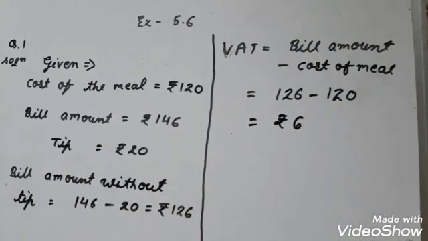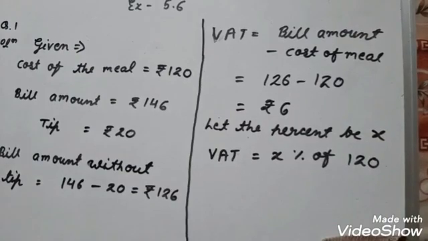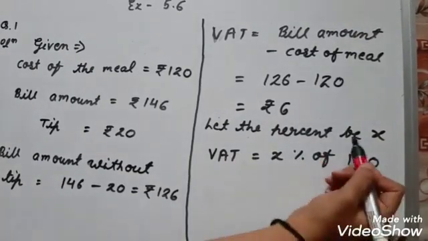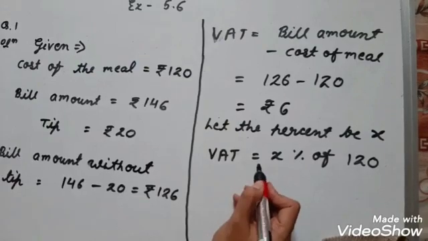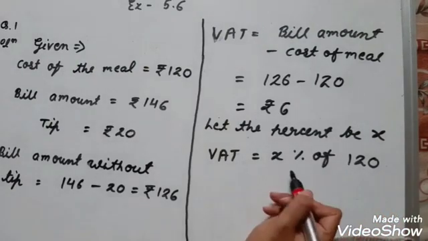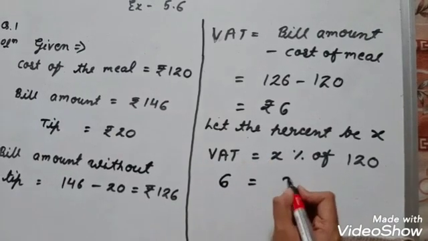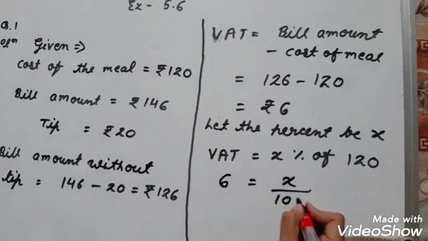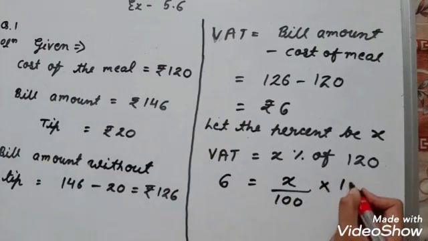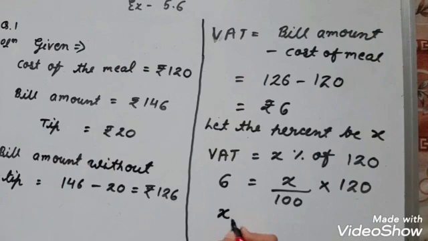Now tax is expressed in terms of percentage. So we have to find out percentage of VAT. Let the percent be x, assume it as x. So VAT is equal to x percent of 120, because it is unknown right now. And how much it is in amount? It is 6. X, when we remove percent, we write 100 in denominator. Of means multiplication, and amount 120. After doing the calculation, you will get value of x, that is 5%. And it is answer.